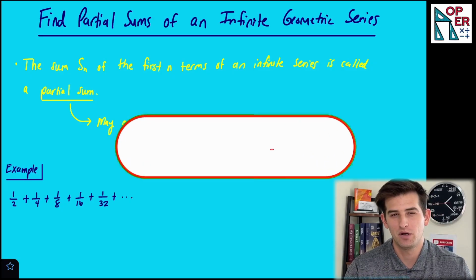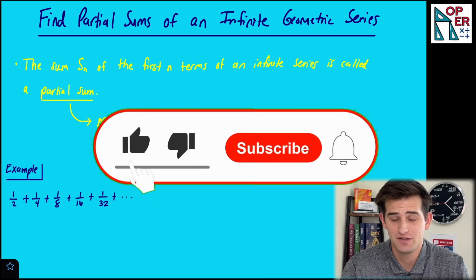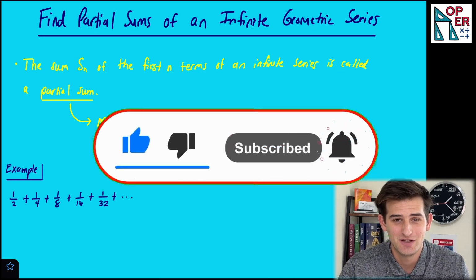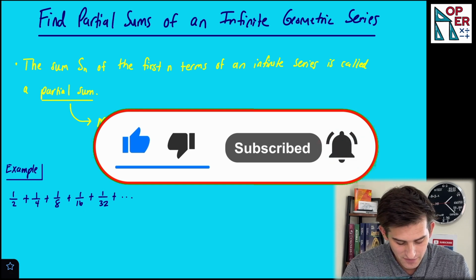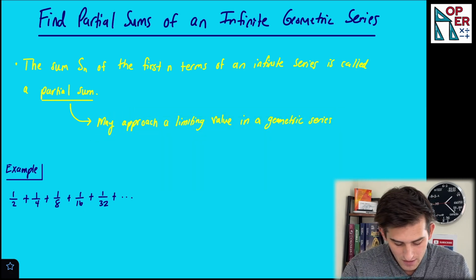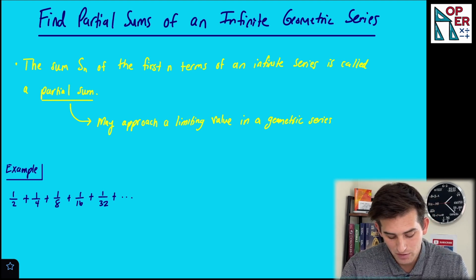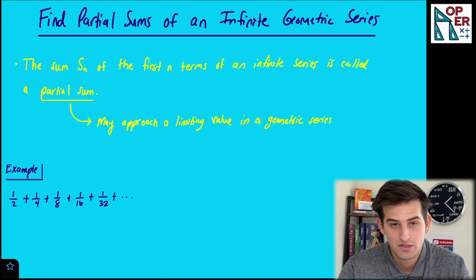How can we find partial sums of an infinite geometric series? Well, it is possible, and that's what we're going to tackle in this video today. It says the sum S sub n of the first n terms of an infinite series is called a partial sum. Now, this partial sum may approach a limiting value in a geometric series.